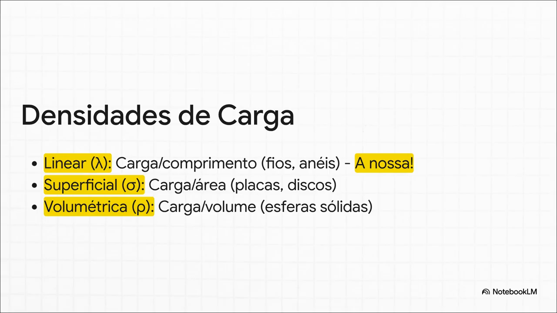So, if the charge is spread out, how do we even talk about it? We use something called charge density. You've got a few flavors, volumetric for 3D things, superficial for 2D areas, but the one we care about today, the one that's going to be our hero, is linear charge density, or lambda. It's just charge per length, which is absolutely perfect for things like wires and, you guessed it, our ring.